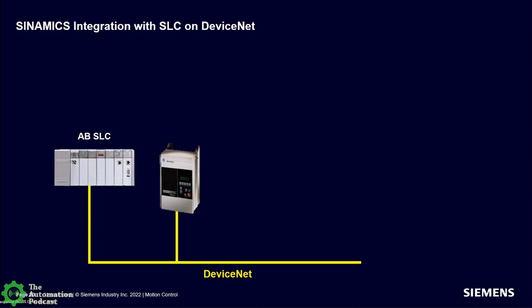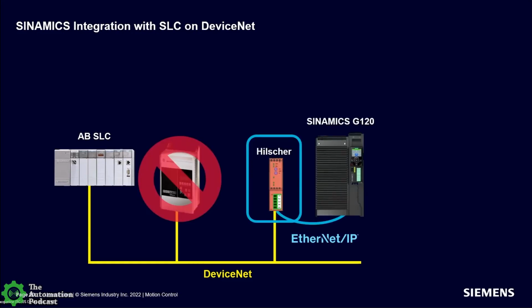And then, again, a similar situation: you have a drive failure or you need to replace this drive. And we have another gateway device. This time it is a Hilscher gateway device, and it is connected to the DeviceNet network, but also connected via EtherNet/IP to the SINAMICS G120 drive.